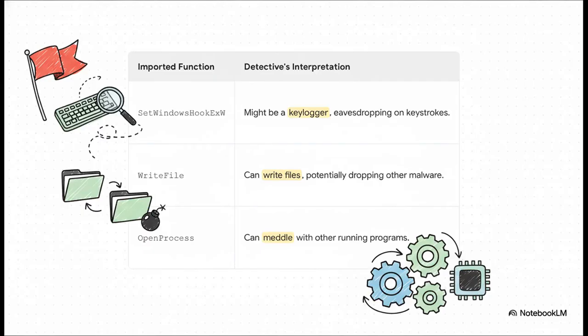And just take a look at these examples. If an analyst sees the function SetWindowsHookExW, boom, a massive red flag goes up. That function is very often used to create keyloggers that record everything you type. See WriteFile? Well, the malware could be planning to drop another malicious file. And OpenProcess? That means it's trying to mess with other programs that are already running on your machine. Each function is a huge clue to the malware's final goal.